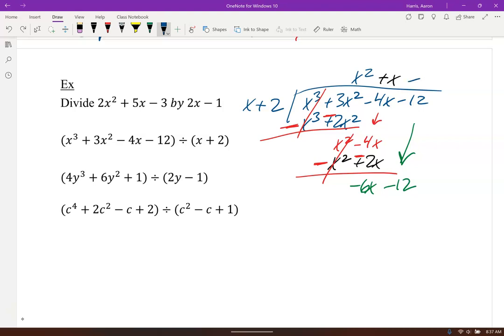Now let's try it. Let's say we throw in negative 3. Negative 3 times x is negative 3x. I've got to match it, so it can't be negative 3. So that's wrong. Let me try something else.